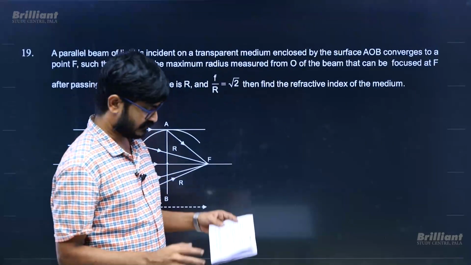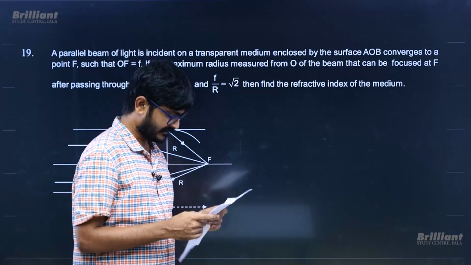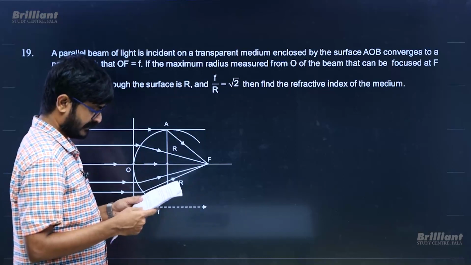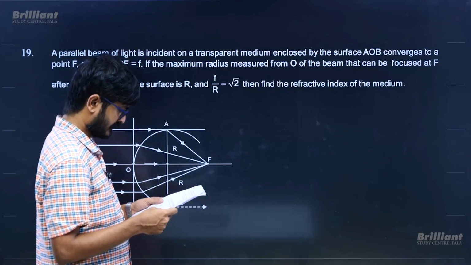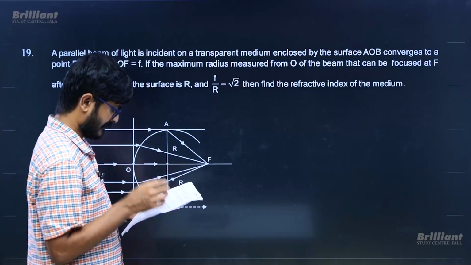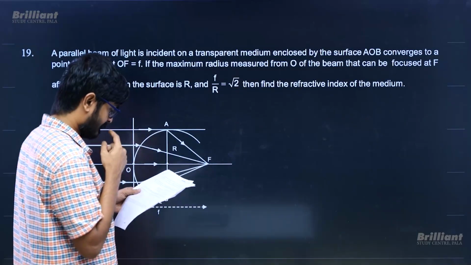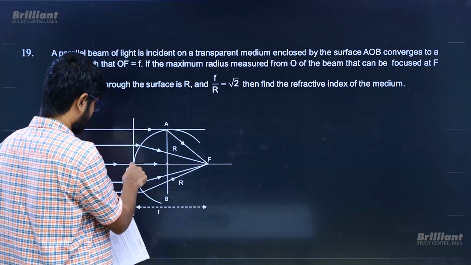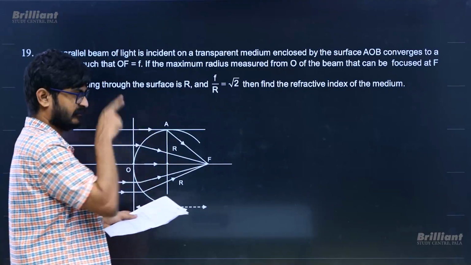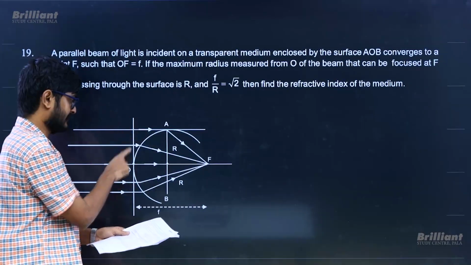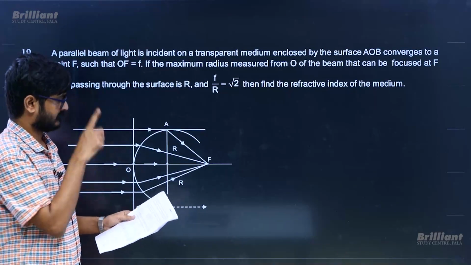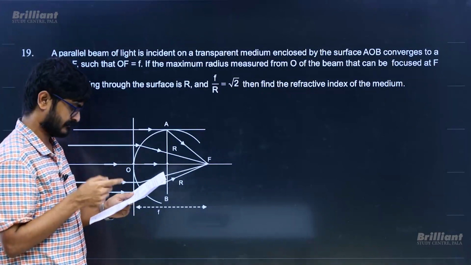So the next question goes like, a parallel beam of light is incident on a transparent medium enclosed by surface AOB. They didn't say what kind of surface it is. It converges to a point F such that OF equals F. If the maximum radius measured from O, so the maximum radius of the beam that can be focused. So basically the beam is like this, and that radius is R. So this is R, this is R. So the beam is going in this much. Diameter is 2R, right?